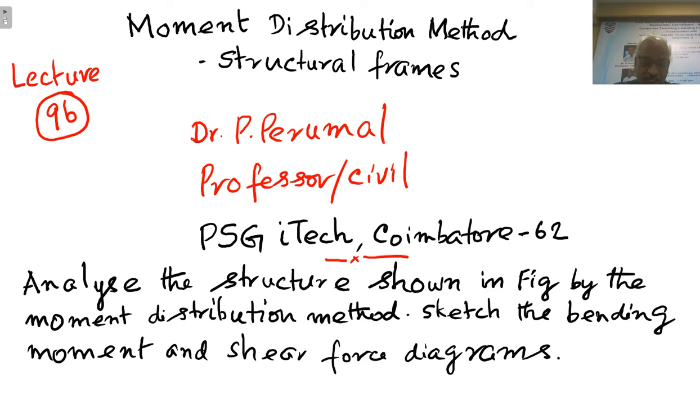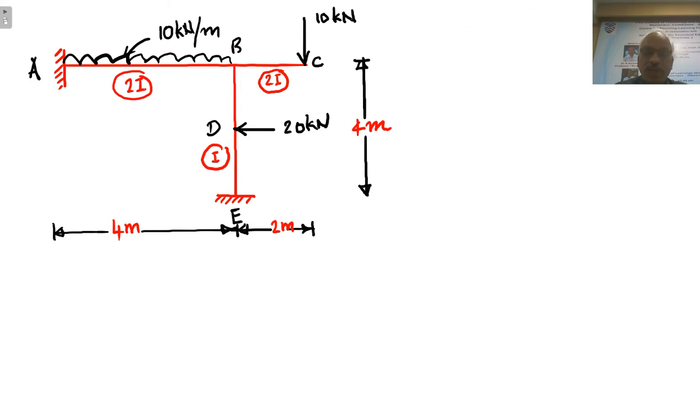Now the problem here is: analyze the structure shown in the figure by the method of moment distribution. Sketch the bending moment and the shear force diagrams. So the sketch is given, no other details are available here. So you have to solve the problem by the moment distribution method and sketch the bending moment and shear force diagrams. That's the problem, right? Now coming to the frame, this is the given frame.